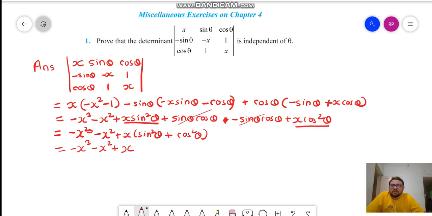Now see, here in the answer there is no theta. That means the answer is independent of theta, right? Hence it is independent of theta. Clear? Okay, so this was question number 1. So just note it down.